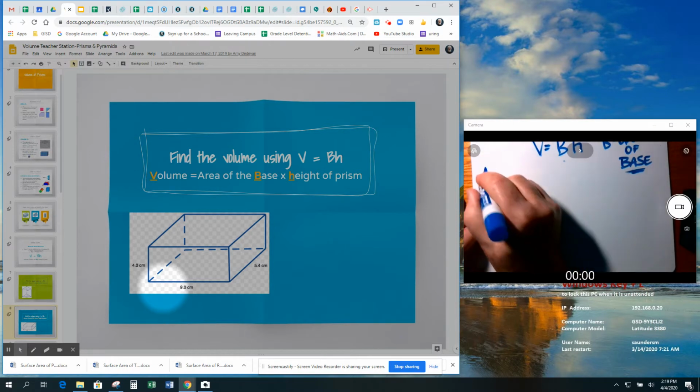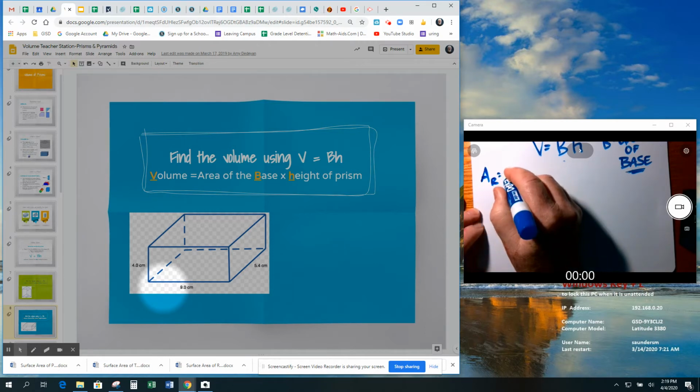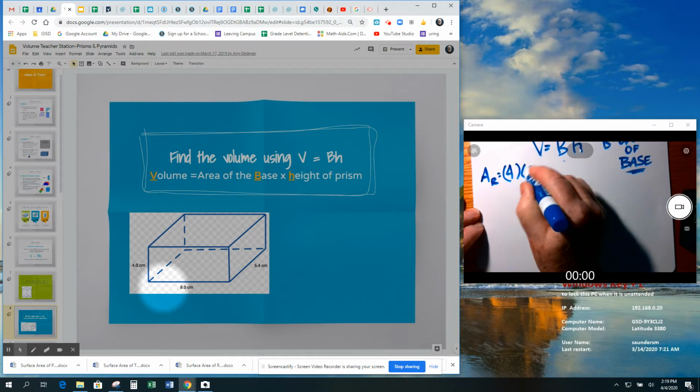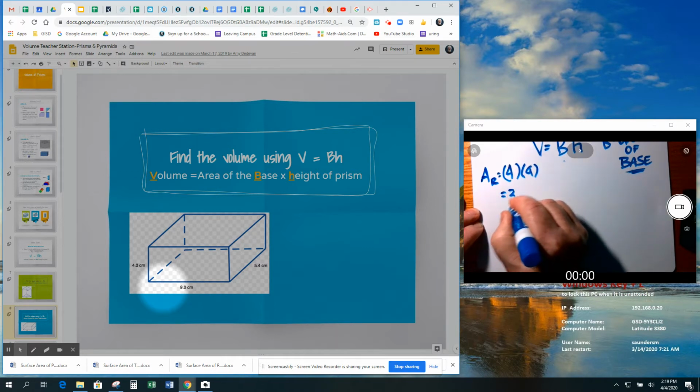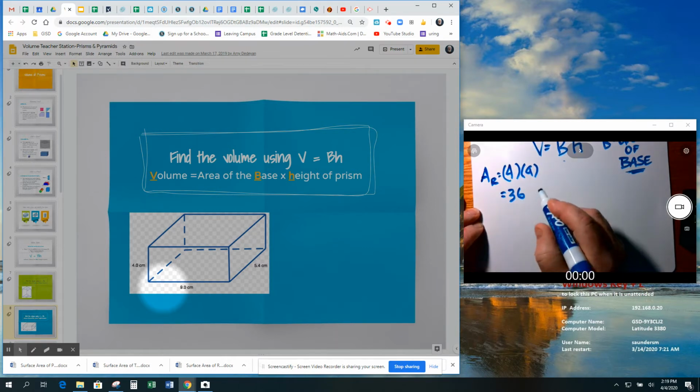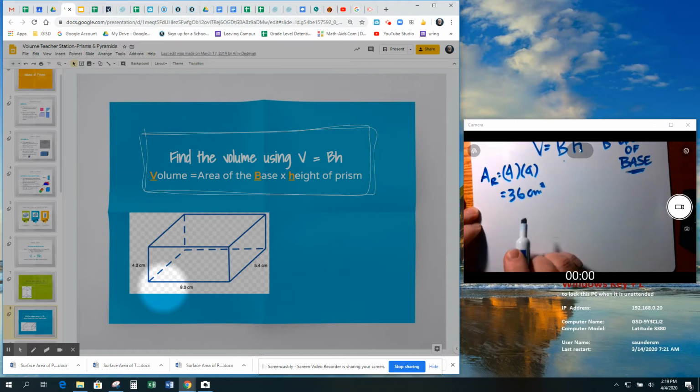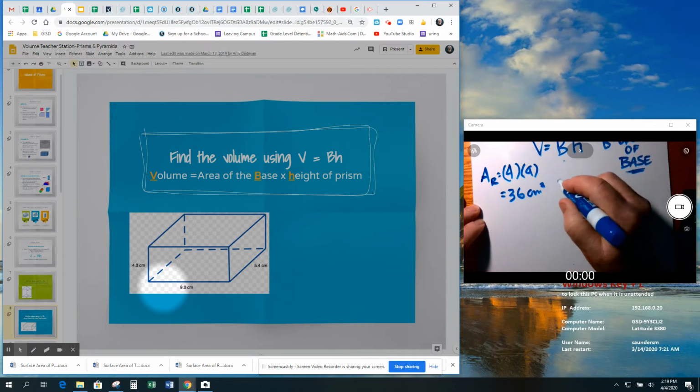So the area of the rectangular base equals base times height, which is 4 times 9. So that equals 36. And that one's a square measurement, so centimeters squared. So the area of the rectangle is 36 square centimeters. Sorry, centimeters. So now we need to find the volume.